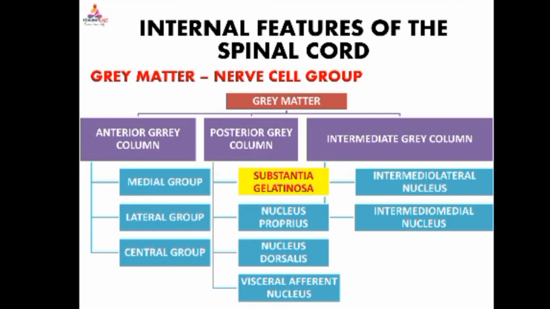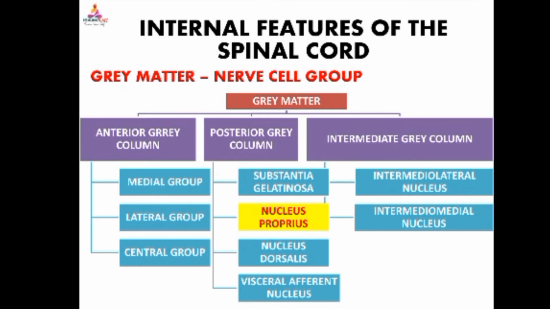length of spinal cord. It is composed of small Golgi type 2 neurons. It receives the afferent fibers of the lateral division of the posterior nerve roots, conveying primarily the pain and temperature sensation. Some of these fibers synapse with the interneurons of substantia gelatinosa.